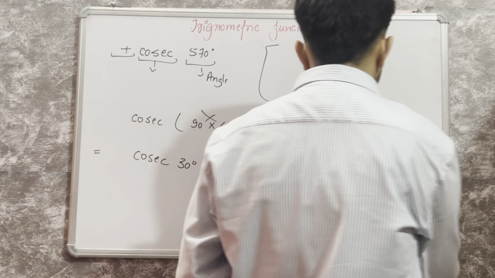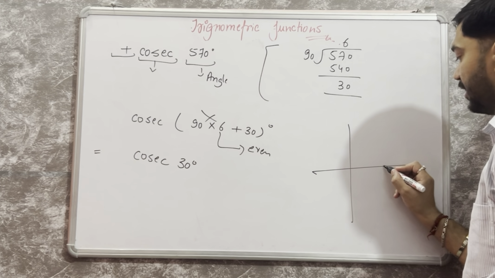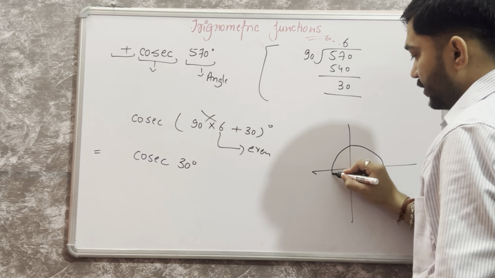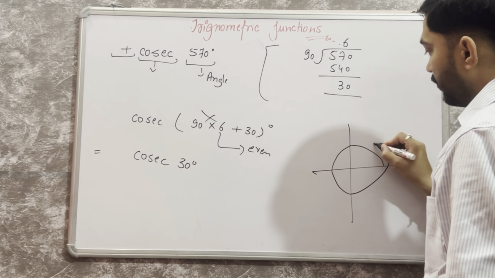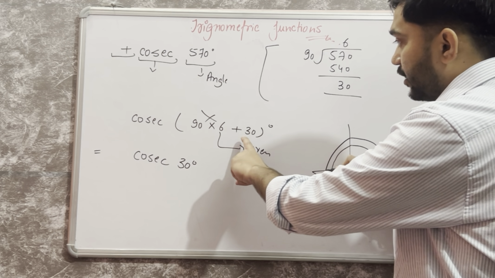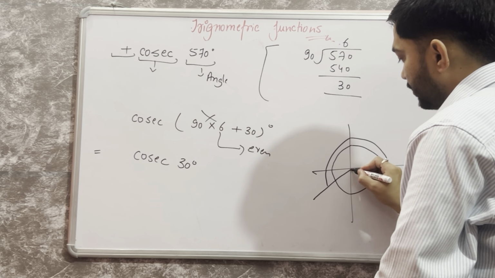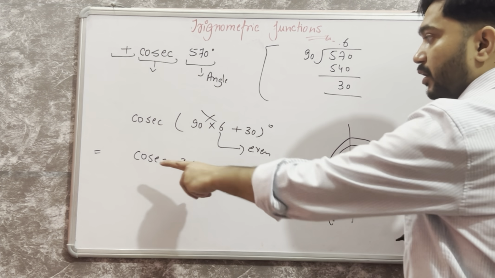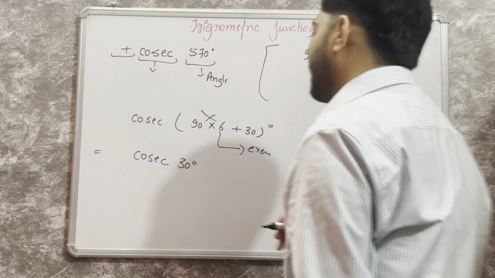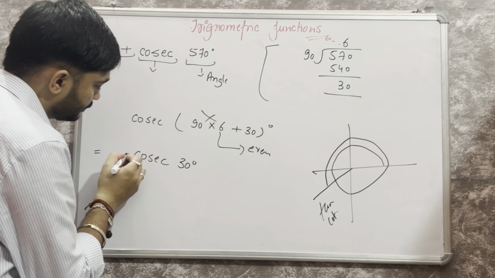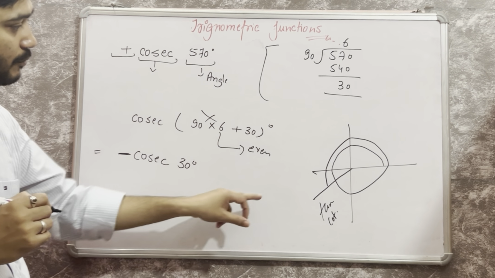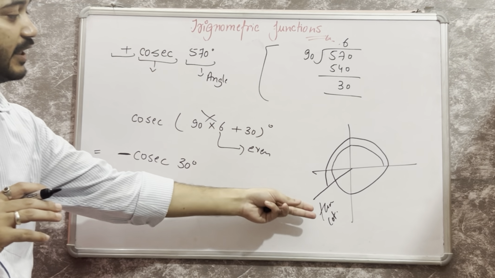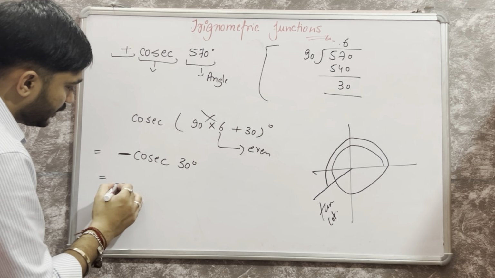Now what comes next? We are going to represent 6 times 90s. So 190, 290, 390, 490, 590 and 690 and 30 degrees. So we are going to move a little forward. In this quadrant, tan and cot are positive, but we have cosec here, so the negative sign will appear, because we are in the other quadrant. So here the negative sign remains as it is.